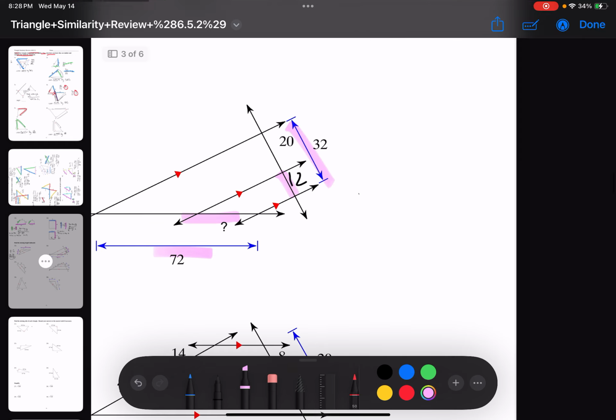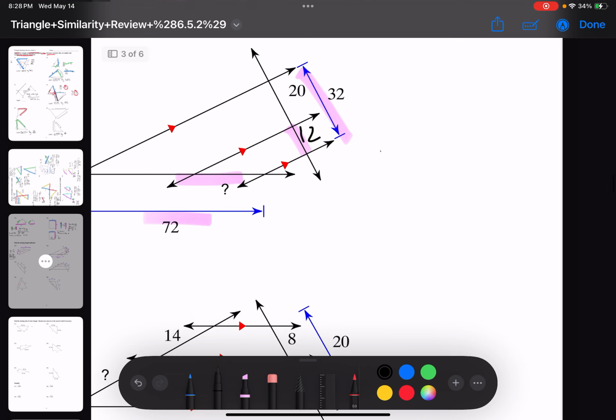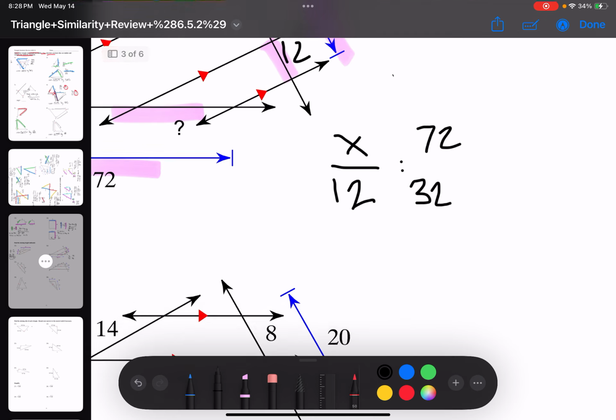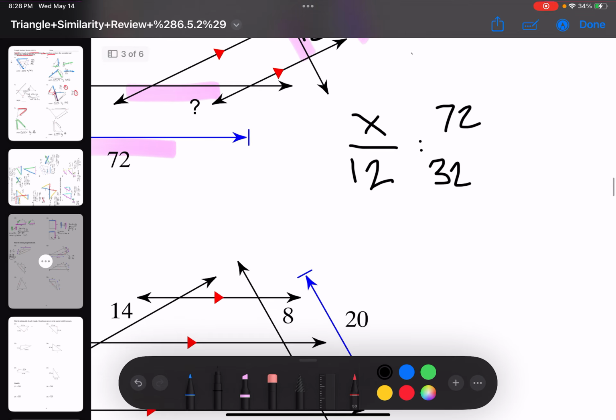Anyways, so then we're gonna write, let's do, we just found out x, so we can do x over 12, and then 32, over 72. Boom, we do a little multiplication.